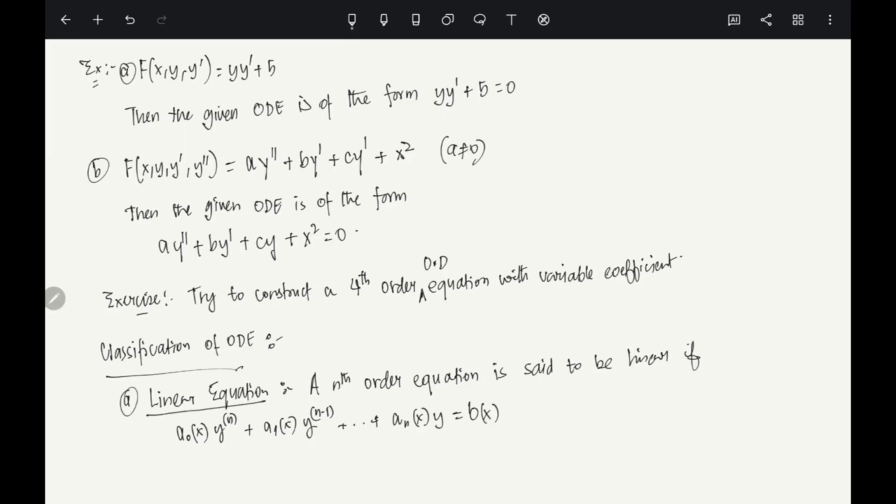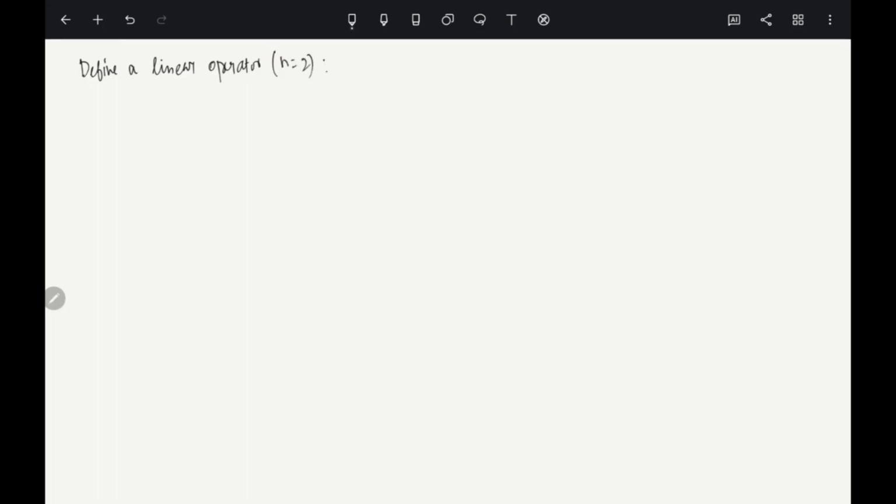You can think of it in a more precise mathematical sense. We think of it like this: define a linear operator. Let's do it for n equals 2. L from C^2 of [a,b] to C[a,b]. So I am defining a map from twice continuously differentiable functions to continuous functions.